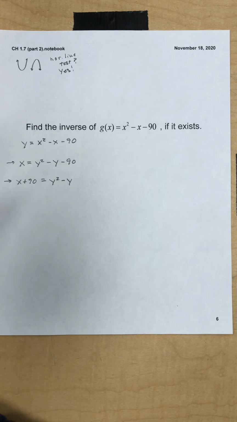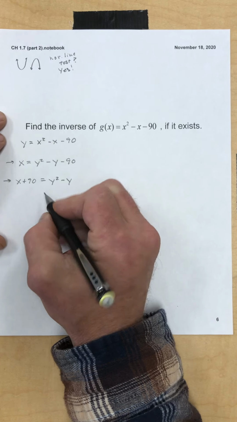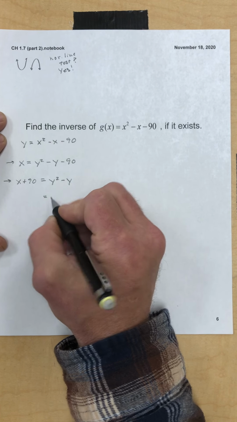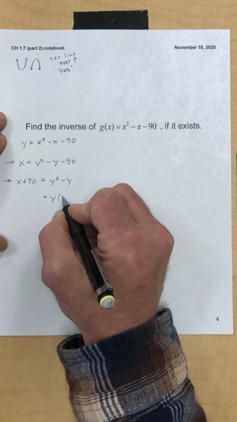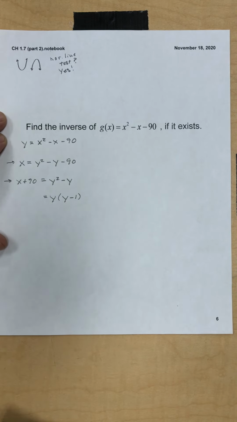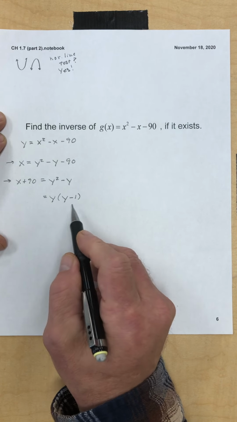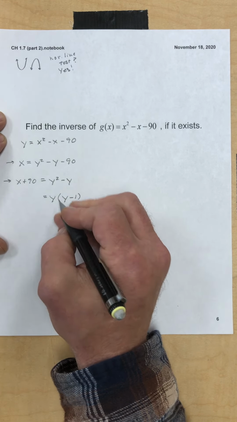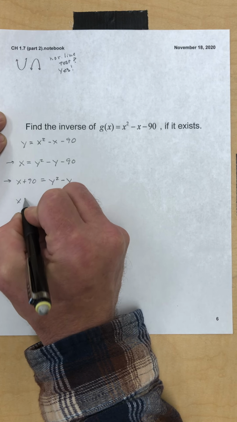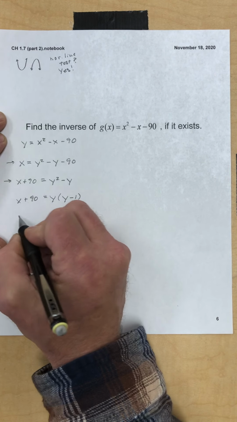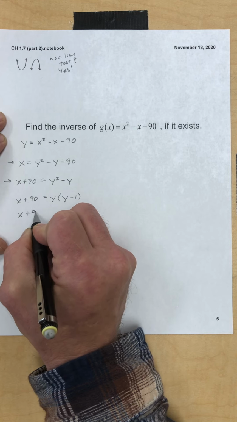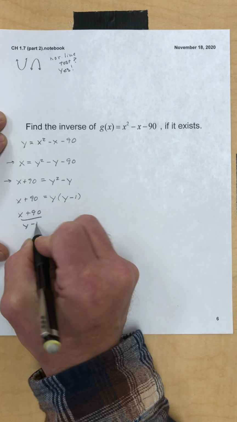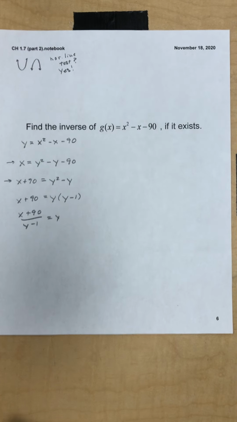All right, now here's where the problems develop. In the previous situations, we could factor out y as a GCF and then isolate it. If I tried doing that, I factor out a y, and I'm still left with y minus 1. So let's divide both sides by y minus 1. Well, then you end up with x plus 90 over y minus 1 equals y, and the y is not isolated.